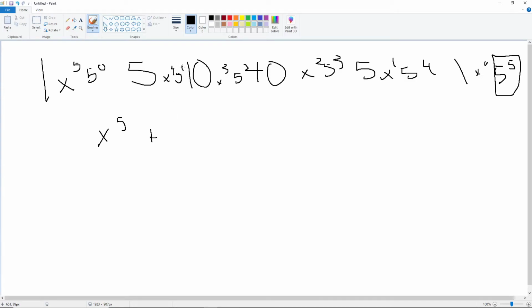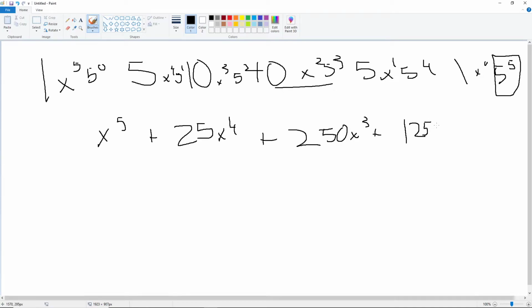Then 5 to the power of 1 is 5, times 5, 25, 25x to the 4th, plus 250, because we have 10, times 5 to the 3rd, which is 250, x cubed, plus, now we have 5 to the power of 4 times 5, x squared, right here, and this is 1250. I am using my calculator for this. I don't think you'd be expected to know this.